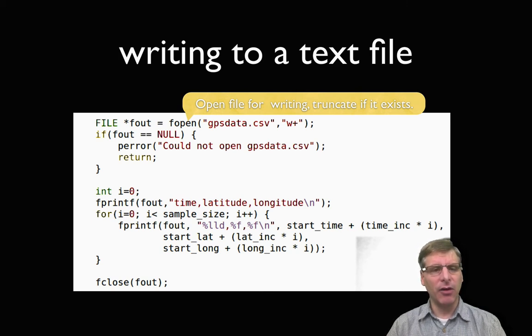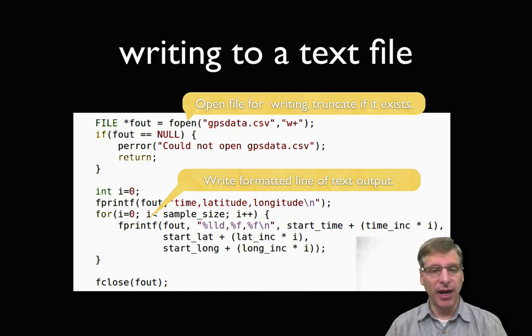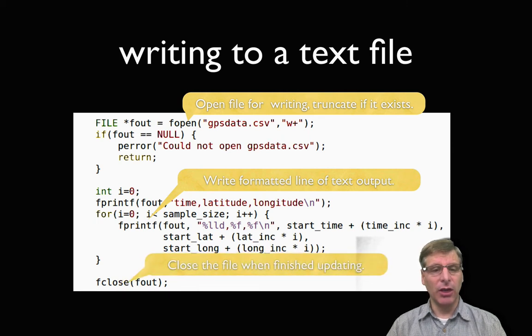And we're using the fprintf call to do that. There are two of them. In one of them, we're writing some comma delimited values out to a text file. So the first fprintf prints out the words time, latitude, longitude. And then we're iterating through some data, and we're printing out three values, an integer followed by two floating point numbers, to this file. And we're doing some calculations to calculate these numbers. And the last thing we do is we close the file out when we're done updating it.